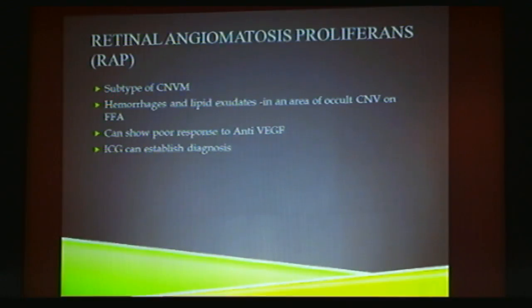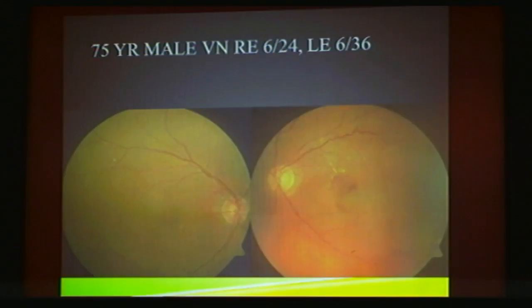RAP is a type of CNVM. Clinically, we see hemorrhages and lipid exudates in the area of occult CNVM. Why we are interested in RAP is because they often show poor response to anti-VEGF, and ICG can establish the diagnosis. This is a 75-year-old man who presented with a lesion here with hemorrhages and exudates.